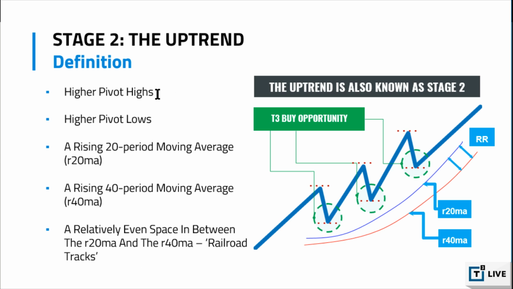Here's the criteria: higher highs, higher pivot highs. So this pivot high, it was higher than the previous one. This one was still higher than the one before it. Higher pivot lows, right? Higher pivot lows. A rising 20 period moving average, a rising 40 period moving average, and relatively even space in between the two rising moving averages, which is what we call RR, railroad tracks. So that's the 5-point criteria for an uptrend.